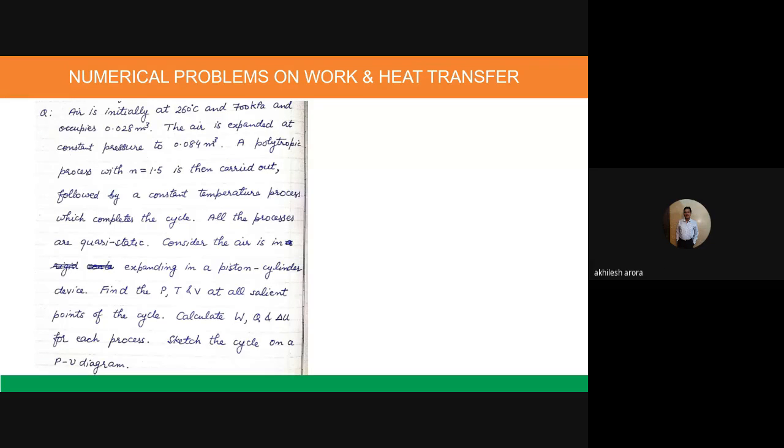Now let us see this numerical problem. Air is initially at 260 degrees Celsius and 700 kilopascal, and occupies 0.028. So that means the initial temperature T1 is 260 degrees Celsius. Pressure is 700 kilopascal, and occupies volume V1 equal to 0.028 meter cube. This is given to us.